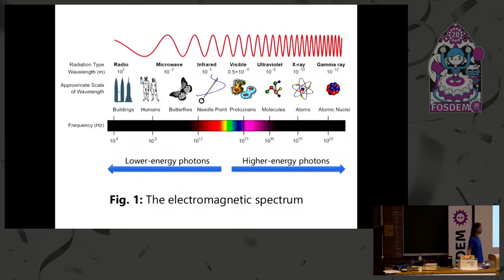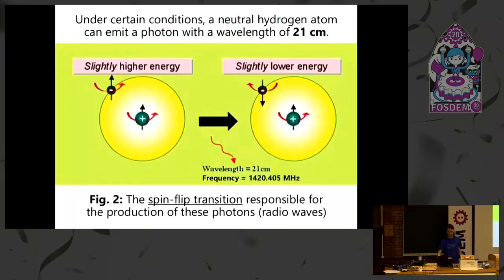So in the middle part we have the visible spectrum. This is a spectrum that we see with our own eyes. This is where most astronomy takes place. And of course we have some invisible wavelengths like X-rays, gamma rays, infrared, ultraviolet, microwaves, and of course radio, which I will focus on today.